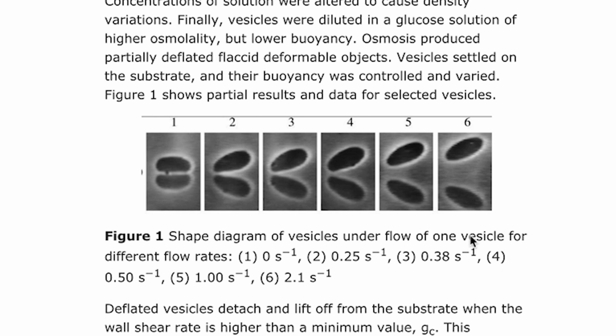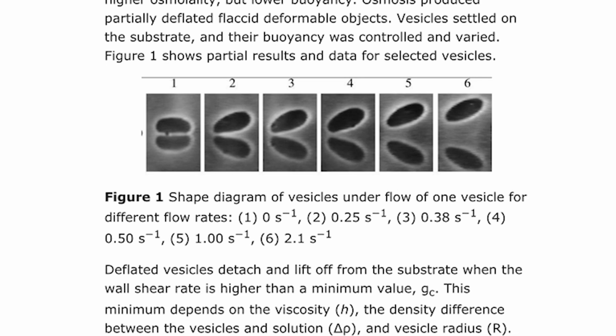Yeah. However, the explanation gives us the shape diagram of vesicles under flow of one vesicle for different flow rates. So we have different rates of blood flow going on here. And we can see that under condition 1, it seems like it's stuck to the plate. And so you can kind of see the reflection there. But then as the flow rate increases, it starts to kind of detach. And so we see the buoyancy here by increasing the rate of flow.